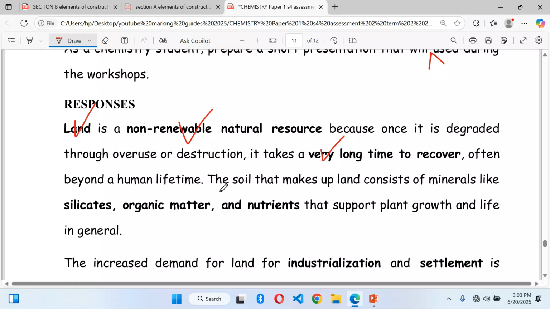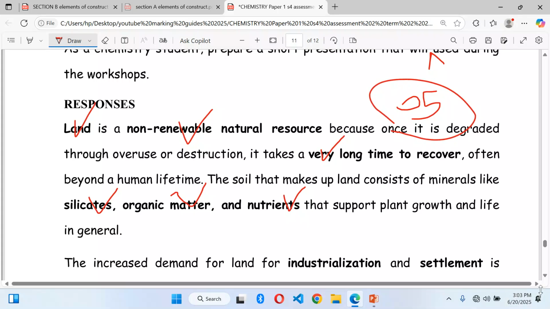So after looking at that, we look at the composition. The soil that makes up land consists of minerals like silicates, organic matter, and nutrients that support plant growth and life in general. So you get all your scores. This one paragraph will give you around 5 marks.